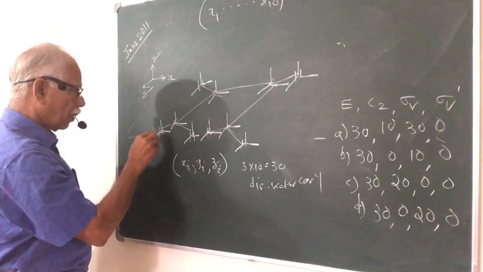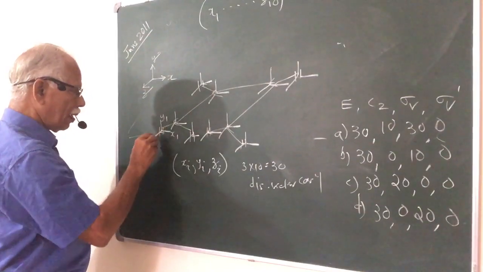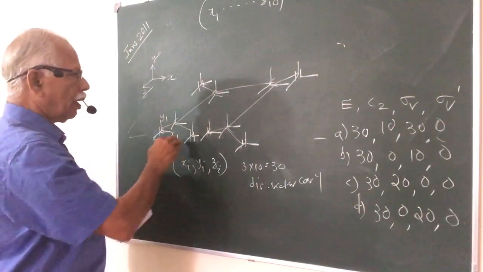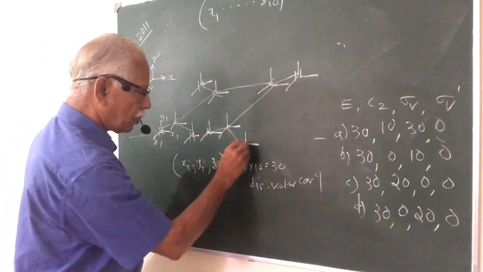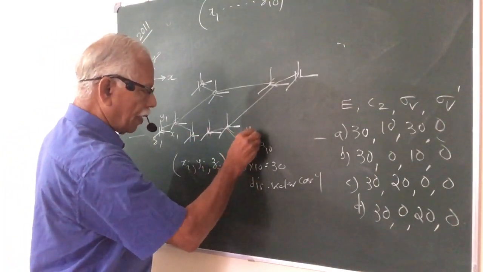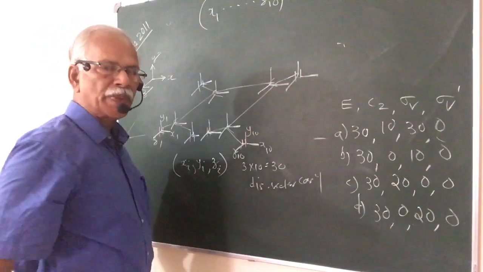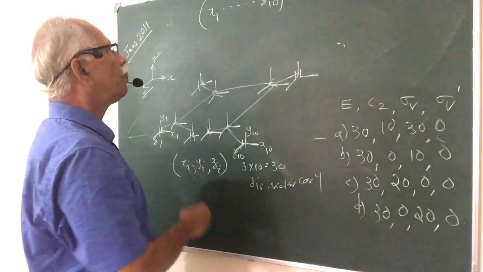Suppose this is the atom number 1, hydrogen. I will write this as x1, this as y1, and this as z1. And all these are written, and finally if this is atom number 10, this will be x10, y10 and z10. So from x1 up to z10, there are 30 components.